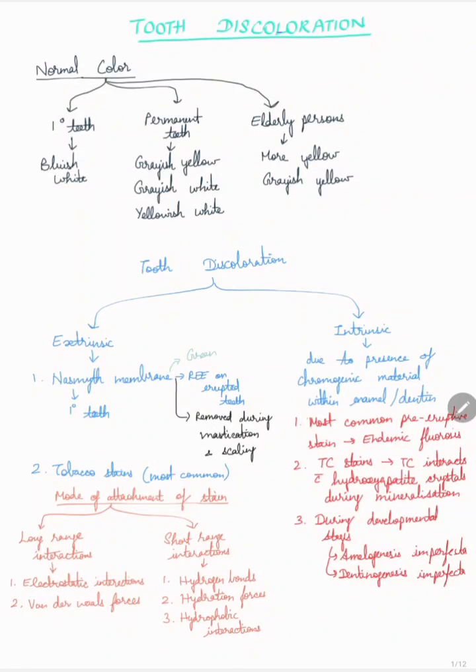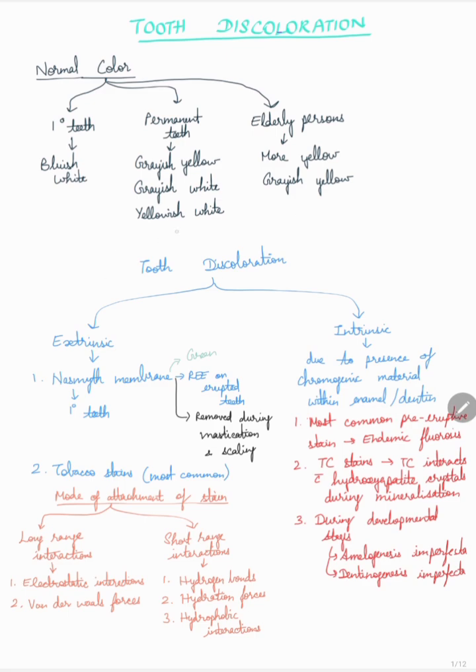We'll look at tooth discoloration for knowing better about bleaching in the next video. So before knowing about the discolorations, we should know about the normal color. In primary teeth, the normal color is usually bluish white. In permanent teeth, it may be grayish yellow, grayish white, or yellowish white. And in elderly persons, it is more yellow or grayish yellow.